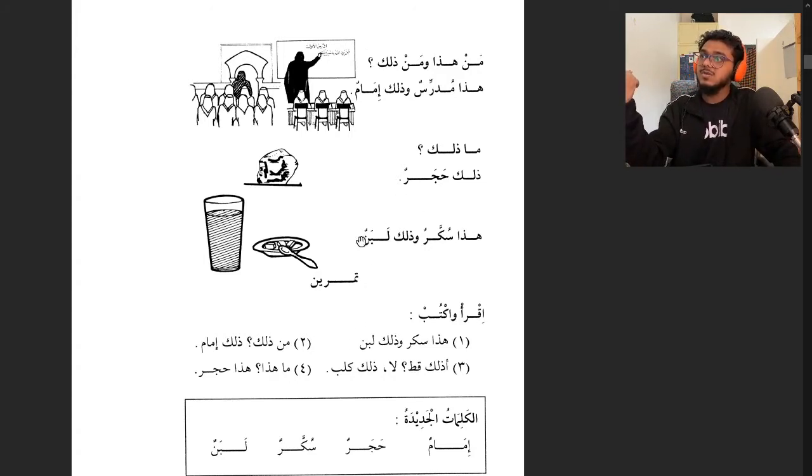Let's say what else we have. Hajarun, which is a rock. Aqil am ghayru aqil? Ghayru aqil. Okay, ghayru aqil category. Mudarrisun, which means teacher. Aqil am ghayru aqil? Aqil, right? Imamun, the one who prays with us. Is it a what or is it a who? It's a who, right? So, aqil.